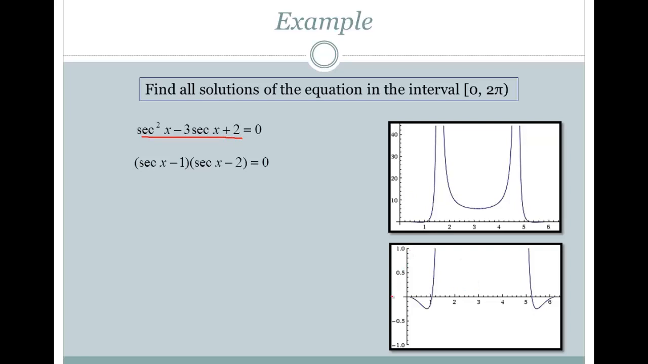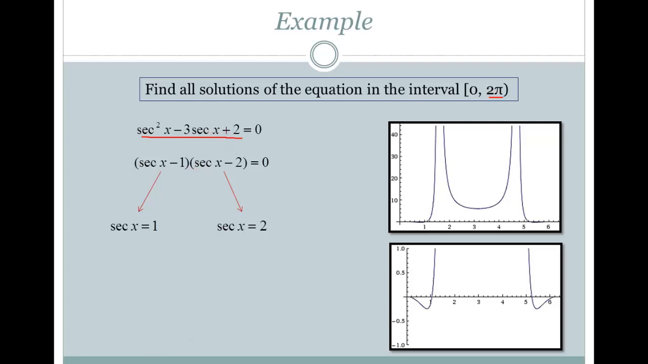I narrowed it down to look and find those zeros. It looks like we have potentially a zero in this general area, one right here, and potentially out here again, but we're only on 0 to 2 pi. So we have to check and see what's happening on this side. If these two things multiplied together equal 0, that means one of them has to be equal to 0. So secant x is equal to 1 or secant x is equal to 2 must be satisfied.